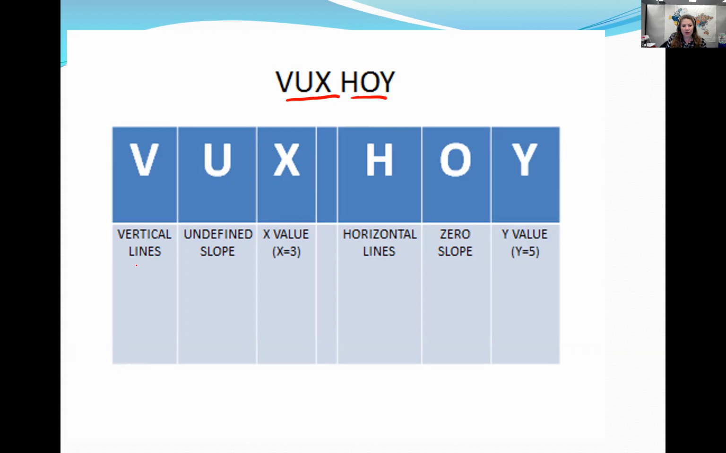The V means that vertical lines have an undefined slope and there's only an x in the equation. For example, x equals 3 would be a vertical line on a coordinate plane, okay? We're going to remember horizontal lines by thinking of HOI. So horizontal lines have a 0 slope, and there's only a y in the equation. For example, y equals 5. If we graph that, it represents a horizontal line on a coordinate plane.